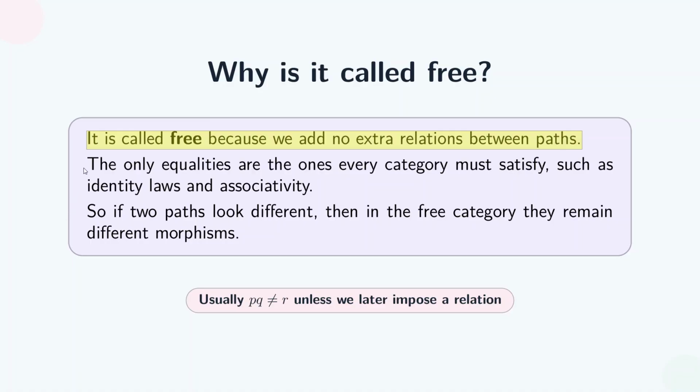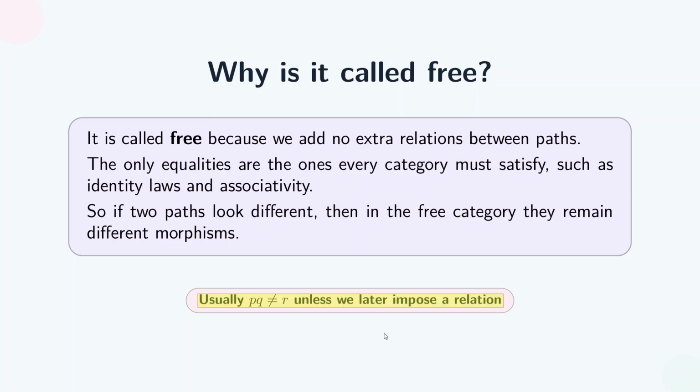The only equalities that exist are the ones every category must have anyway. For example, identity laws must hold. Associativity must hold. But beyond those necessary rules, we add nothing else. So the free category is maximally unconstrained. It remembers paths exactly as they are. That is why, in general, the path P followed by Q is not equal to R, even when both go from A to C. They are different unless we later choose to impose a relation identifying them. So the word free means nothing extra has been forced.